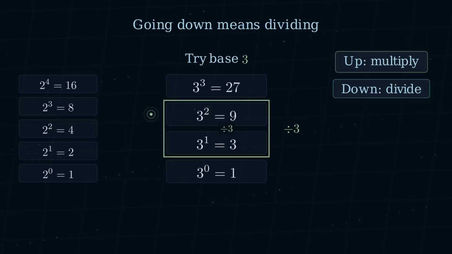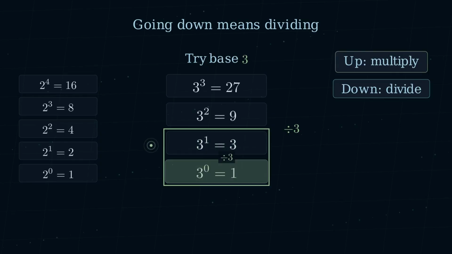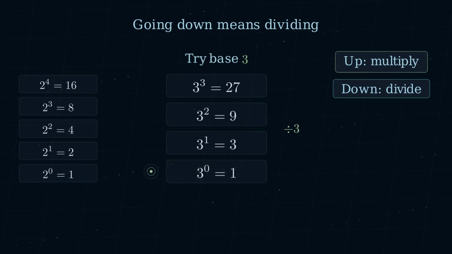The same pattern works for base 3. 3 cubed is 27, then 9, then 3, then 1. Before negative powers begin, every non-zero base lands on 1. In general, a to the power of 1 over a equals 1 as long as a is not 0.